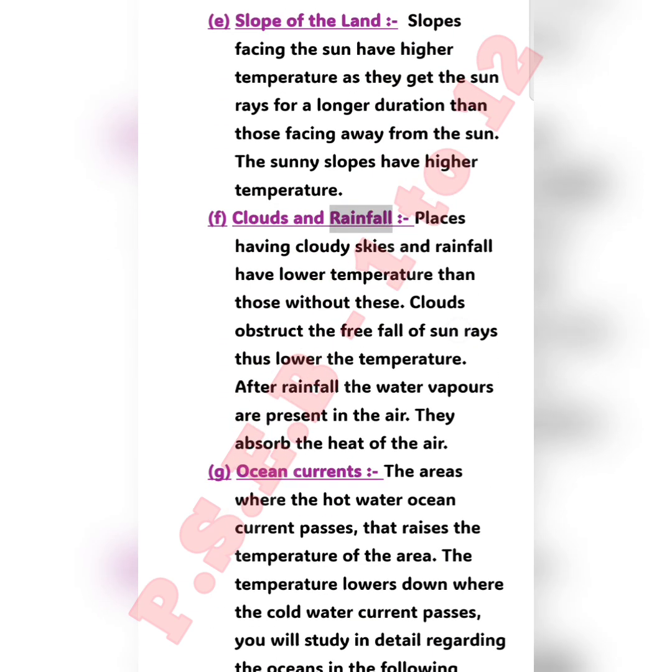Clouds and rainfall. Places having cloudy skies and rainfall have lower temperature than those without these. Clouds obstruct the free fall of sun rays, thus lowering the temperature. After rainfall, water vapors are present in the air. They absorb the heat of the air.